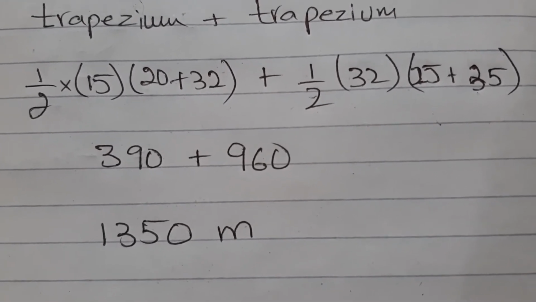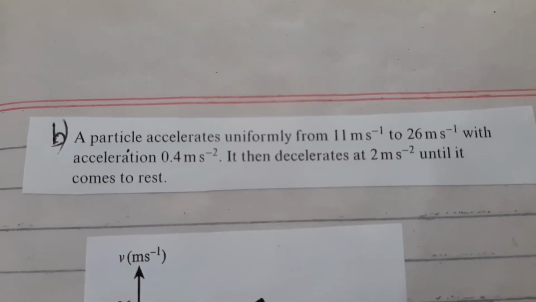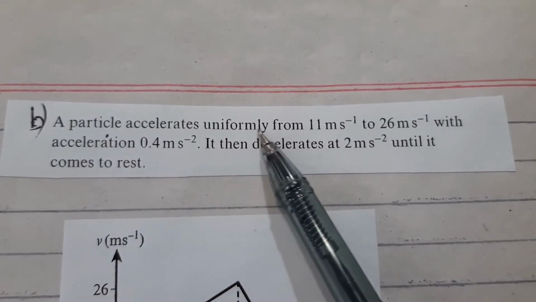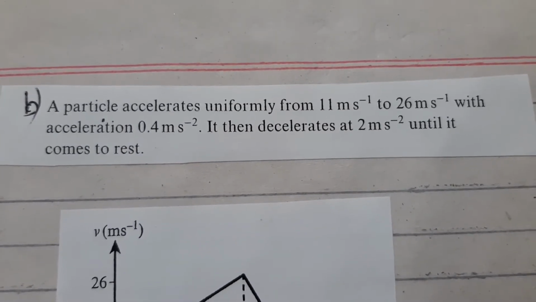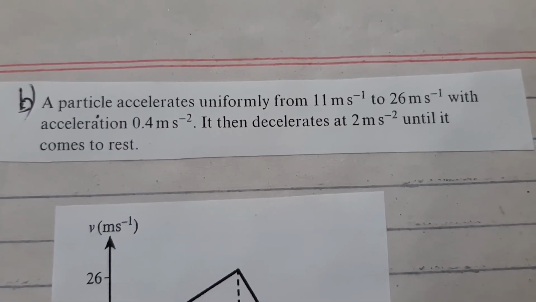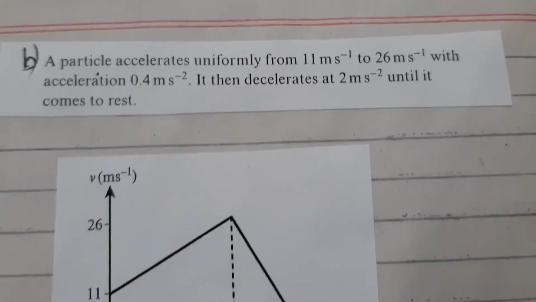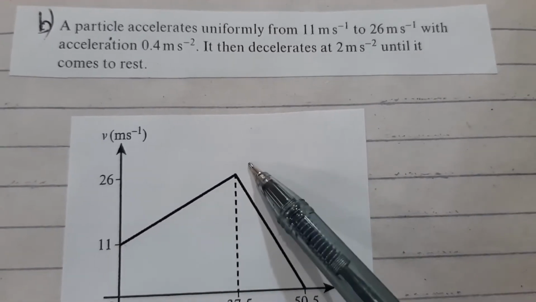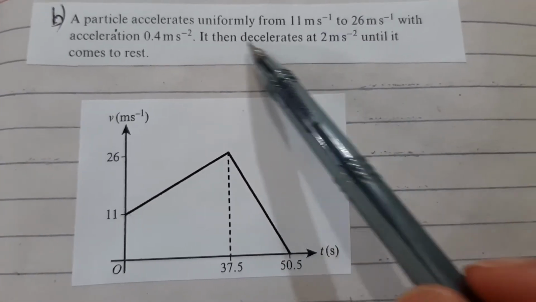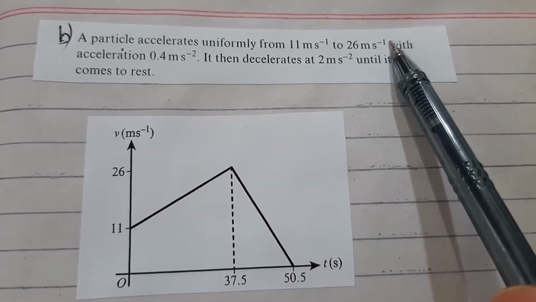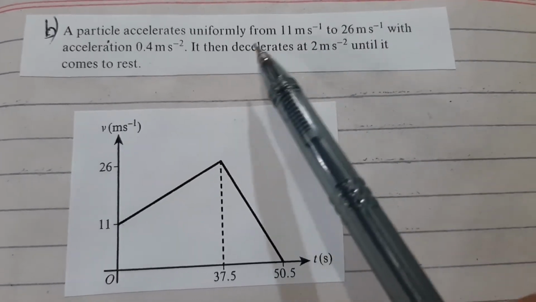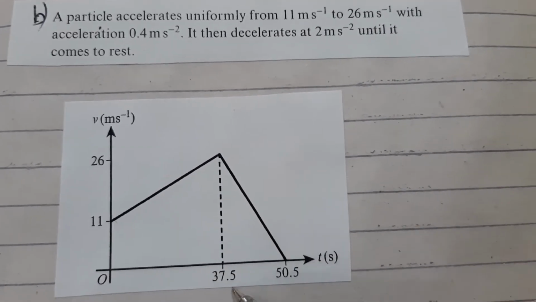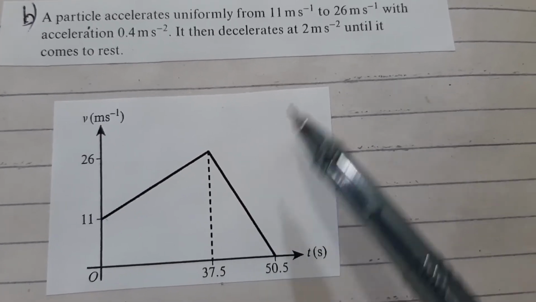Let's see the last example. Okay, so in this question the description is that particle accelerates uniformly from 11 meter per second to 26 meter per second with acceleration 0.4. So you will take the line straight from here to here, and time is not given to us at the moment, right? And the acceleration here is 0.4. So let's see how did we get this time. We will see in a while.